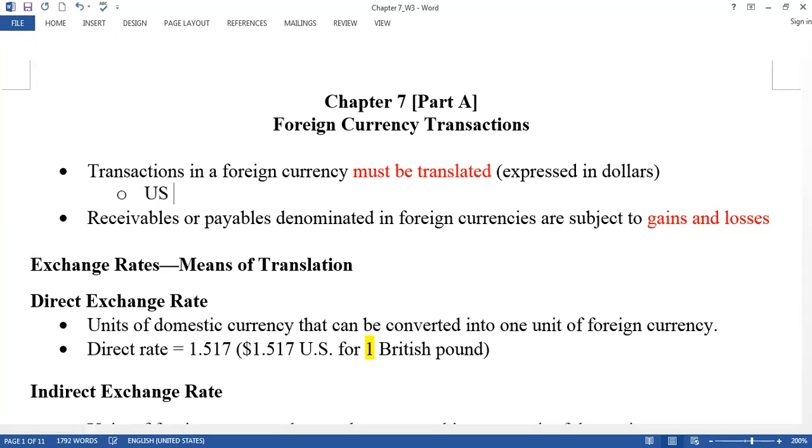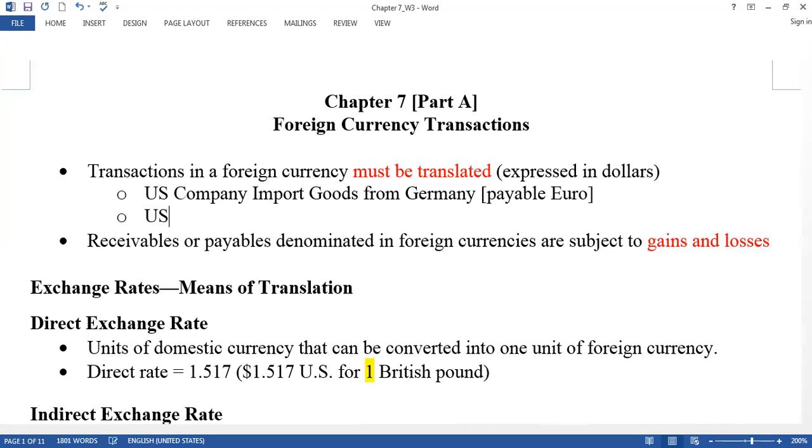a US company imports goods from Germany. So if your company belongs to the US and you import goods from Germany, you have to pay, that is, you have a payable. You are liable to pay euro. That means you have to buy euro, right? By using your dollar, you have to buy euro and pay euro to the German company.